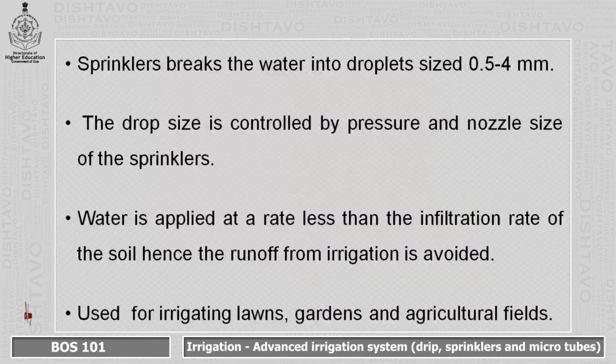Sprinklers break the water into droplets of size 0.5 to 4 millimeters. The drop size is controlled by pressure and nozzle size of the sprinklers. Water is applied at a rate less than the infiltration rate of the soil, hence the runoff from irrigation is avoided. It is used for irrigating lawns, gardens and agricultural fields.